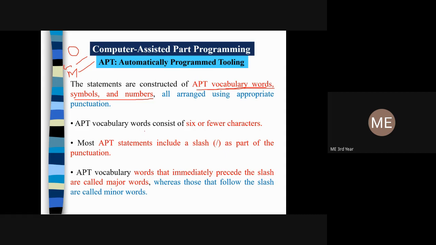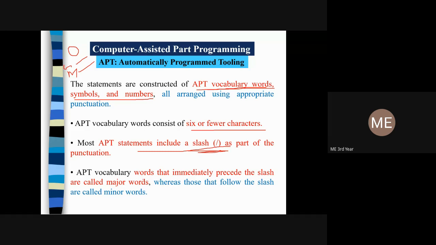APT vocabulary words consist of 6 or fewer characters. Most APT statements include a slash. The slash is a very important punctuation mark in computer-aided programming. After the slash, everything written will be understood by the MCU, and before the slash, it will not be understood by the MCU. That's why the slash is very important, and how, I will discuss in the next slide.